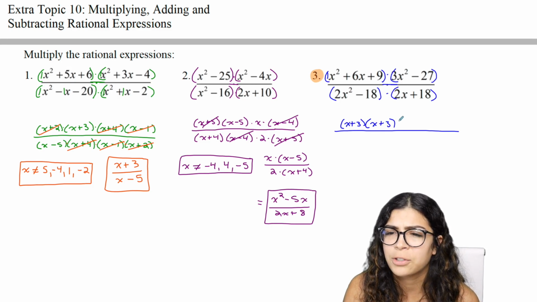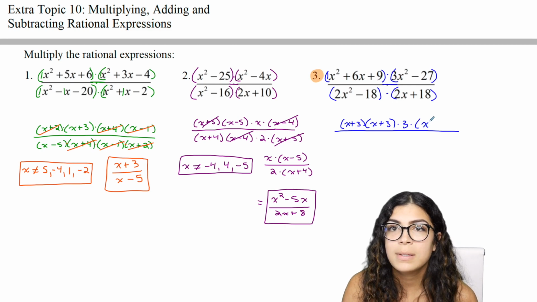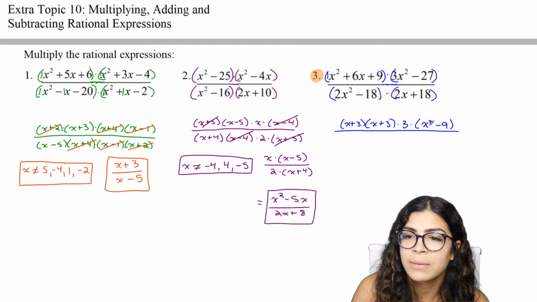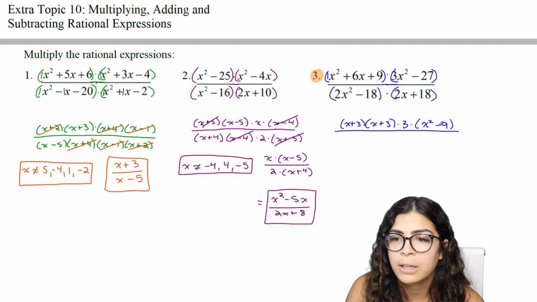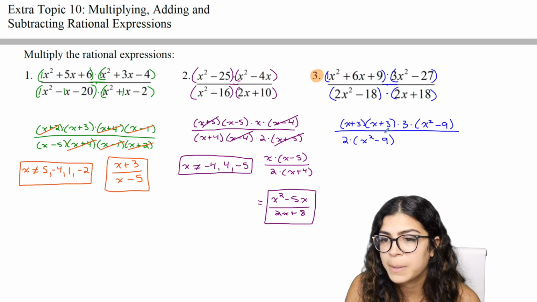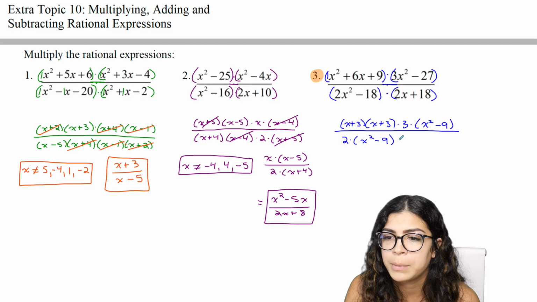And then here I could factor out a 3, and I get x squared minus 9. Now this is the difference of squares, so I could actually factor that further into x plus 3 times x minus 3, but I'll leave it like that for now. And then I could factor out from here a 2, and that gives me x squared minus 9. So actually, you can see there that both of these are x plus 3 times x minus 3, so those will cancel. And then I could factor out 2 from these, which gives me x plus 9.